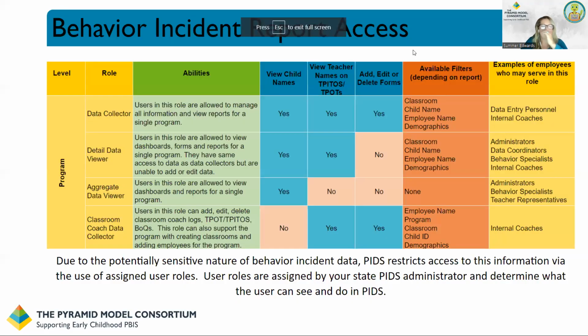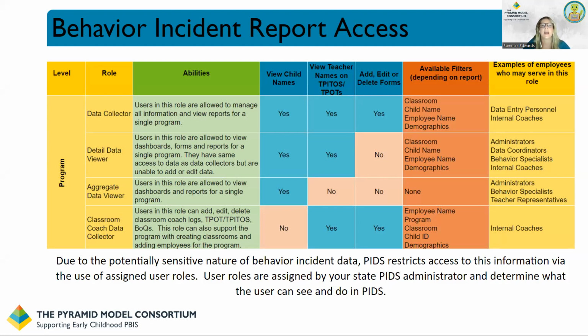So let's talk a little bit about access first before we dive into the system. What I have up on the screen is the security role access grid. This is available on the PIDS dashboard. If you don't have a link for that, I'd be happy to provide you with a link during this call today. But this tool really lays out all of the different types of security roles that are available in PIDS.